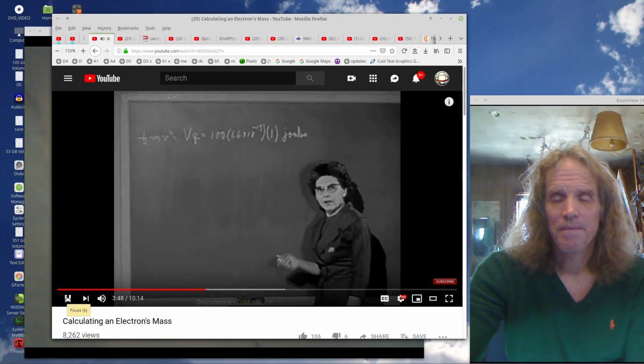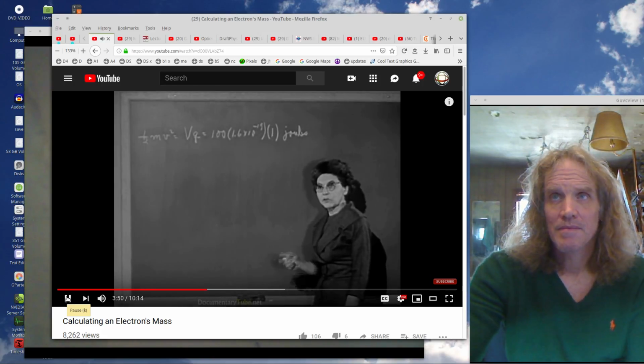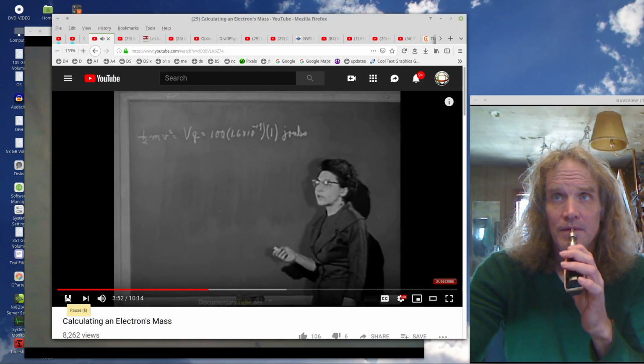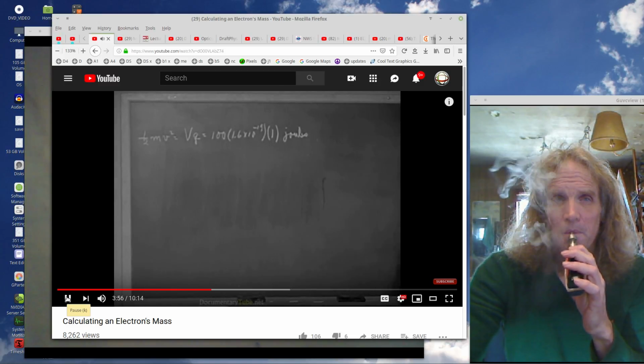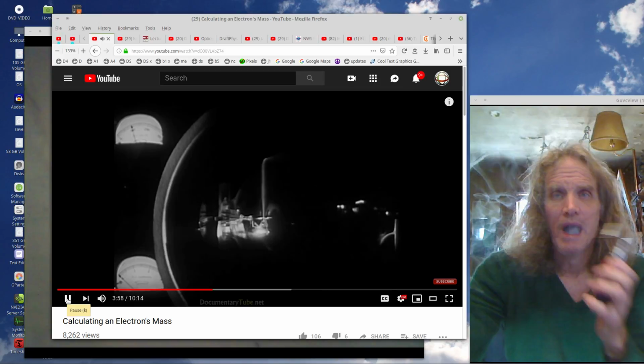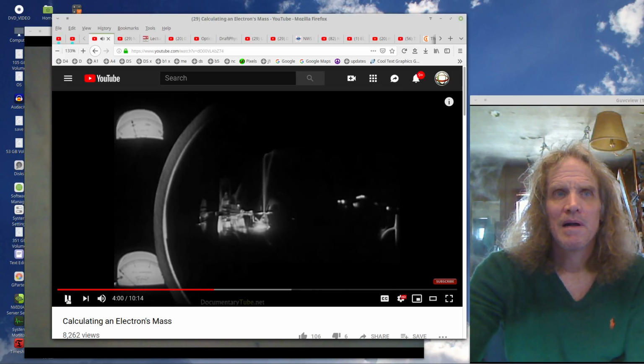Now let's turn on the magnetic field, which will change the direction of the electrons, but of course won't change this kinetic energy. This time, watch the ammeter at the bottom.